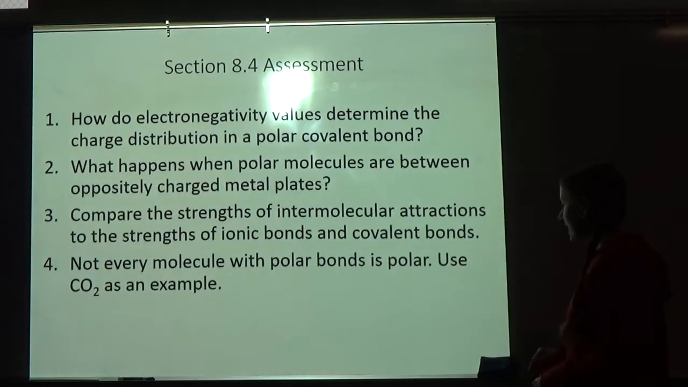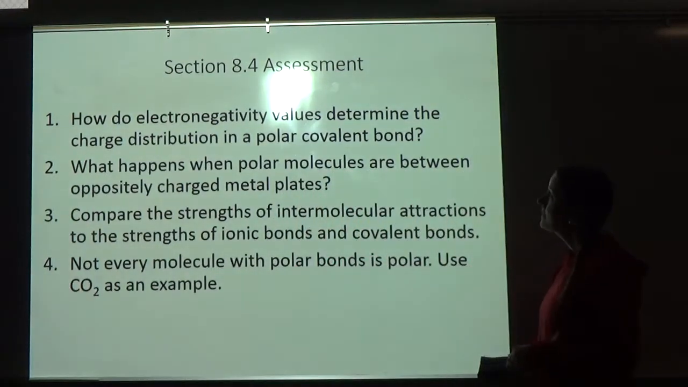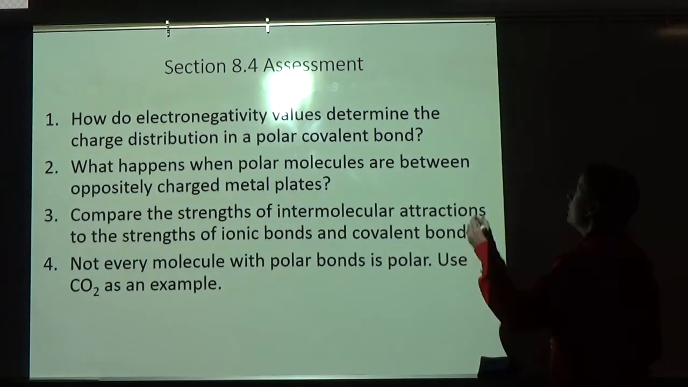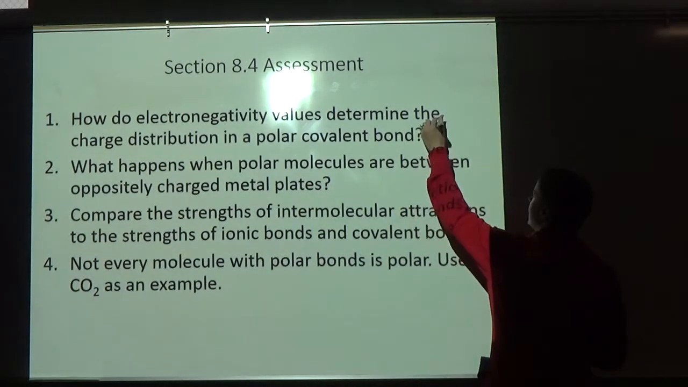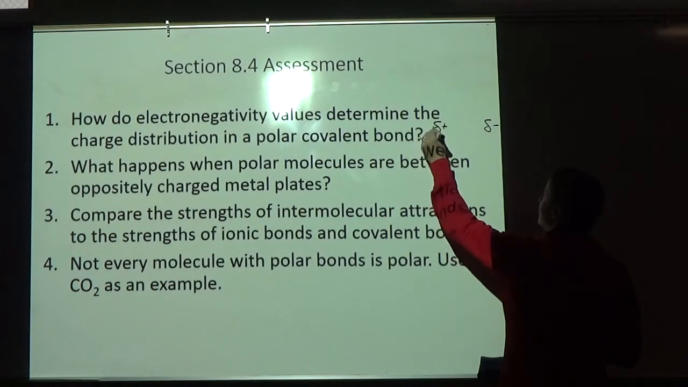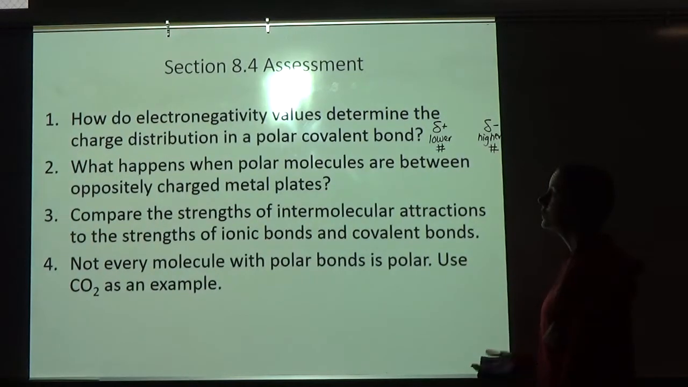All right, so let's knock out our section assessment. How do electronegativity values determine the charge distribution in a polar covalent bond? Well, remember, for polarity, we assign a partial positive and a partial negative. The partial positive is the lower number, and the partial negative is the higher number. And by number, I mean the numbers from the electronegativity chart.